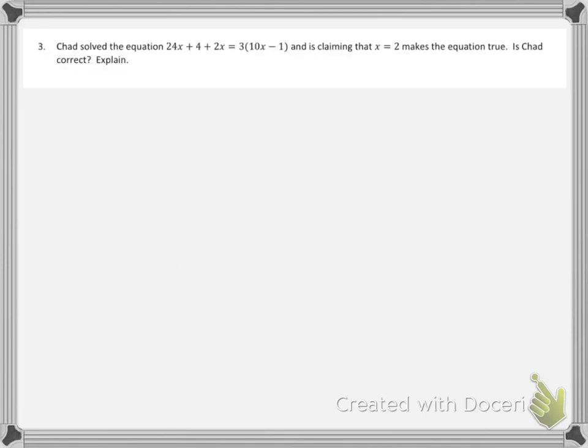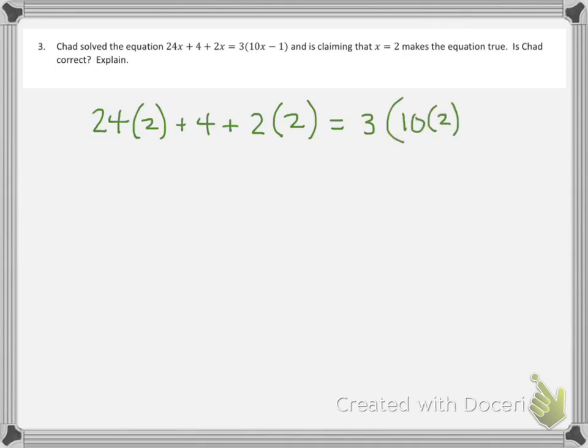Number 3. Chad solved the equation given and is claiming that x equals 2 makes the equation true. Is Chad correct? Well, the way we check is we just substitute a 2 for x. So rewriting the equation, we have 24 times 2 plus 4 plus 2 times 2 equals 3 times the quantity, 10 times 2 minus 1. Every time I see an x, I put a 2 in.